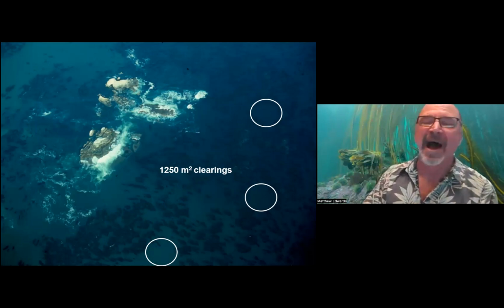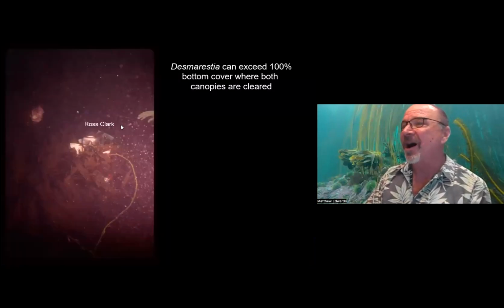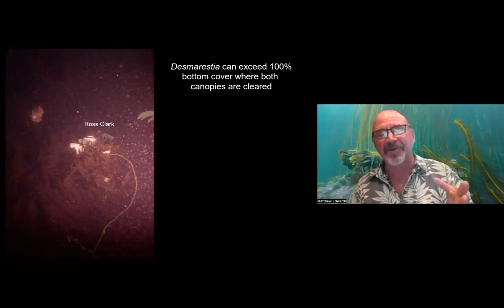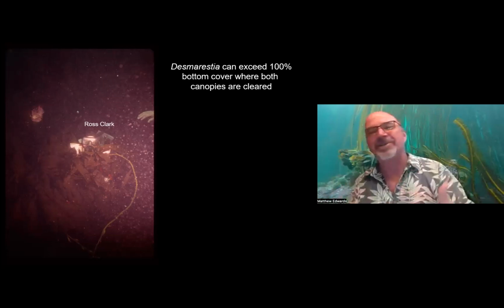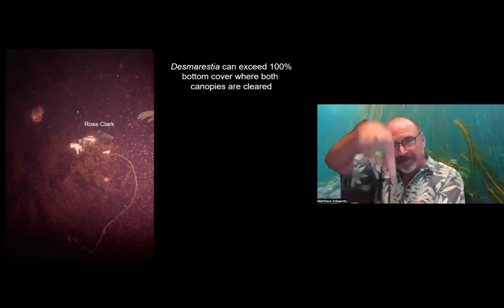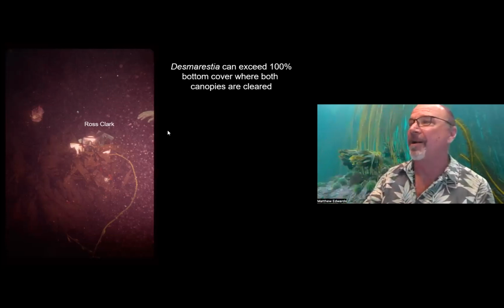And we kept these things out for a period of about 6 years. And what we saw is that, and this is Ross hiding in a dense patch of Desmarestia, where we excluded the kelp, Desmarestia could exceed 100% bottom cover. Take your points, go straight down, and you got to go through many, many individuals to get to the bottom.